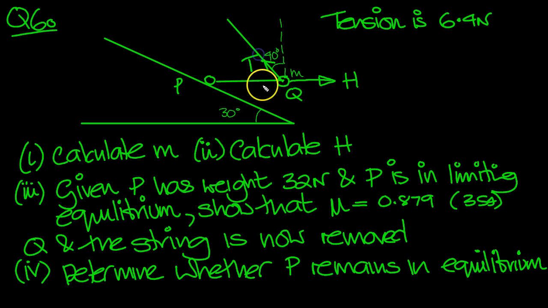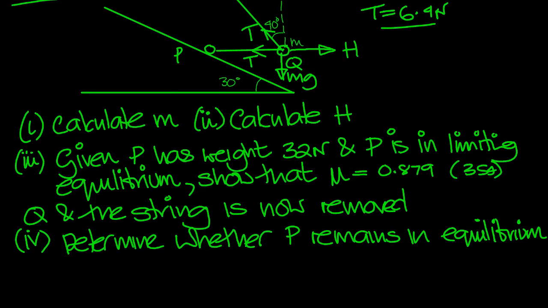There's the tension here. There's also tension here because it's a smooth ring. This is of mass m, so this is a force of mg. There's this H here. The tension is 6.4, so T equals 6.4 newtons, and it's in equilibrium. So there's all the forces then. So let's do the first part then.